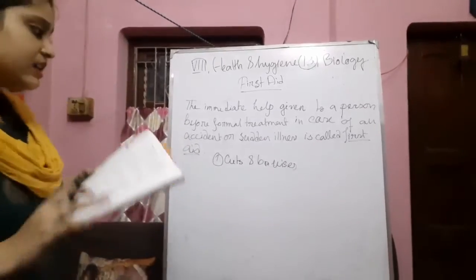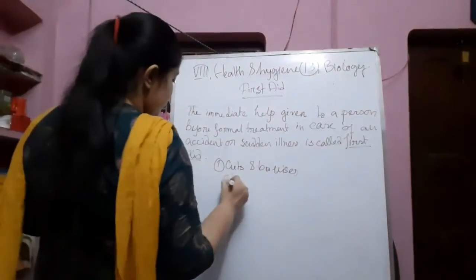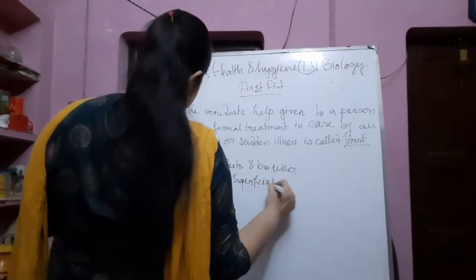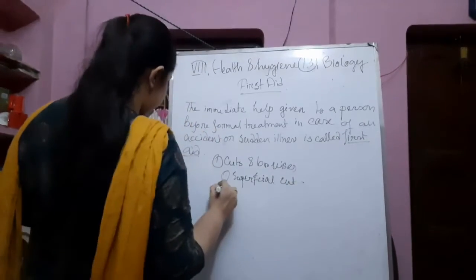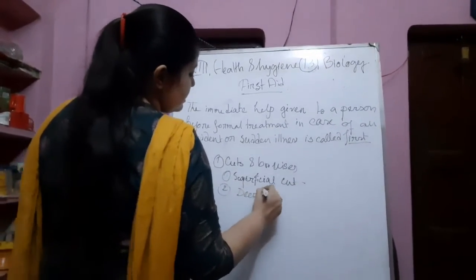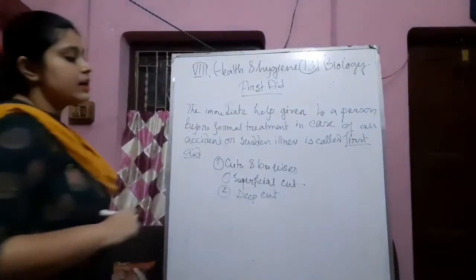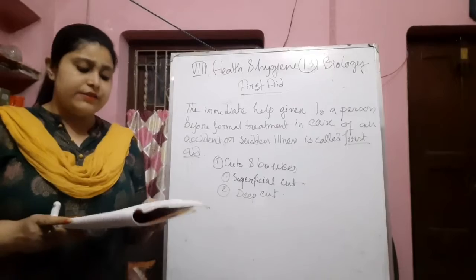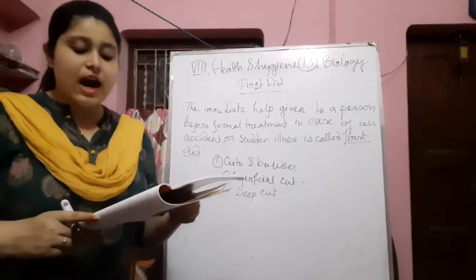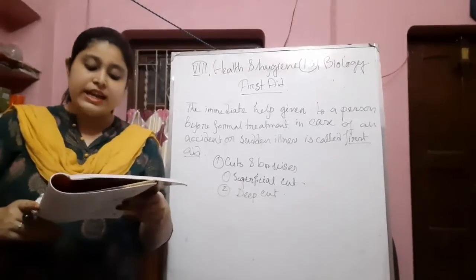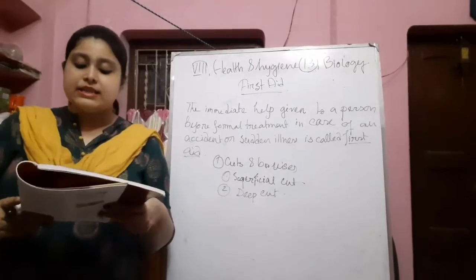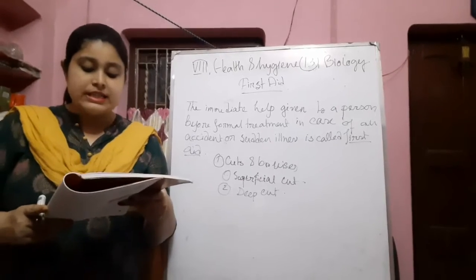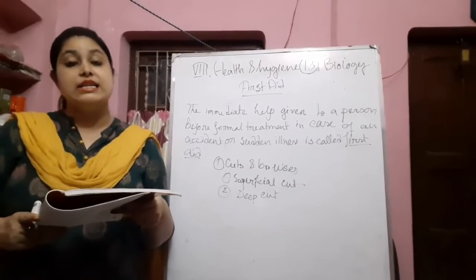The cuts are of different types: first the superficial cut, and secondly the deep cut. As the name suggests, a superficial cut means a cut on the upper layer of the skin. How can we give first aid to them? Wash the cut area with water, then dry it gently, then apply an antiseptic lotion and then cover it with a clean bandage. It helps to keep the cut clean.